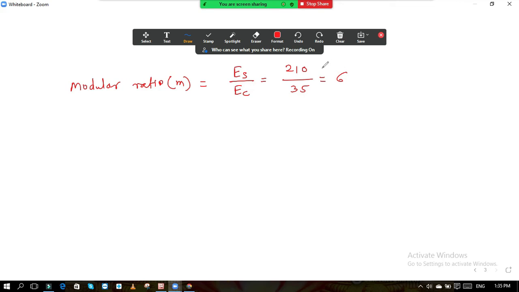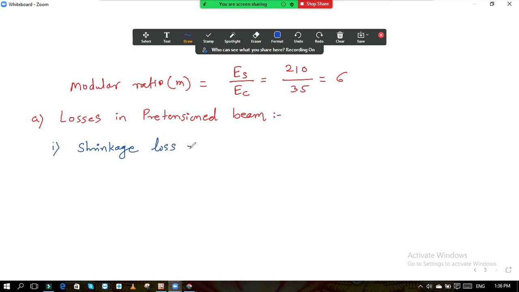So now we will compute the different losses. First we will take the pre-tension beam. A, losses in pre-tension beam. First we will calculate the shrinkage loss. You know that the shrinkage loss is the shrinkage strain into Young's modulus of steel.